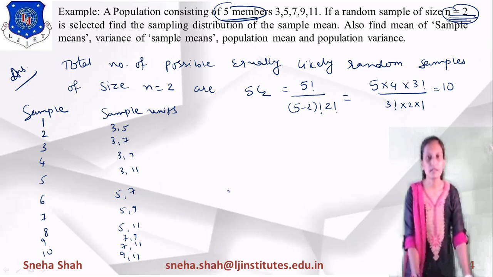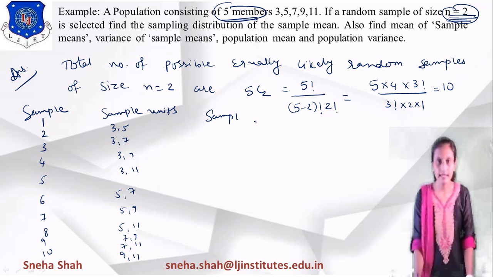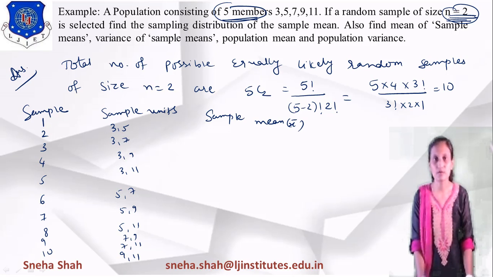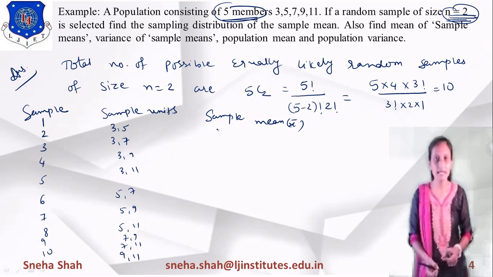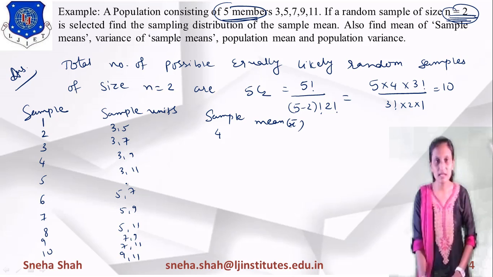Now if we find the sample mean, its value is represented as x bar. So what is the sample mean? This one is a sample. If we take the mean or average value of 3 and 5, then its value equals 4. In the same way, if I take the mean value of 3 and 7, then 3 plus 7 divided by 2 means 10 divided by 2, so its value equals 5. Same way, 3 and 9 means 12 divided by 2, which is 6. Likewise, I find all the other terms. So the values will be like this.